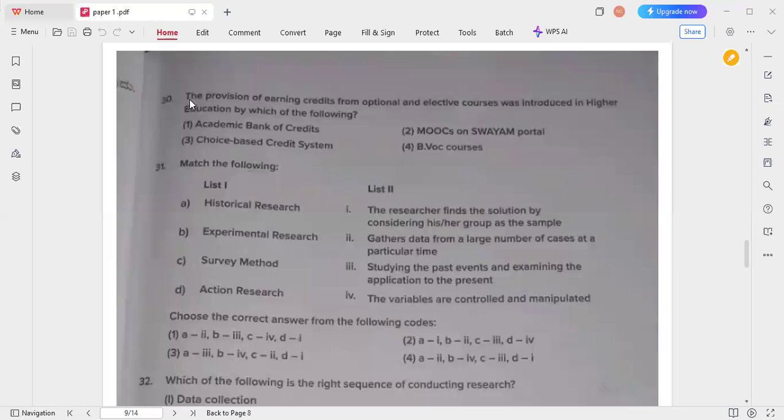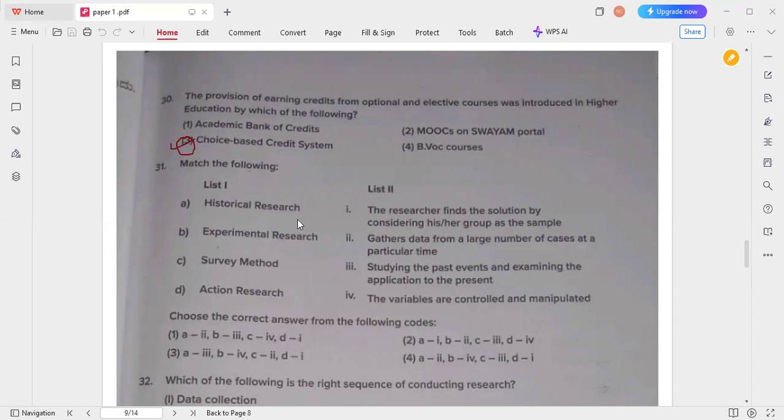So the provision of earning credits from optional and elective courses was introduced in higher education by which of the following? So this thing is introduced by the CBCS system, choice-based credit system. So option 3 is the correct answer. So next is match the following.